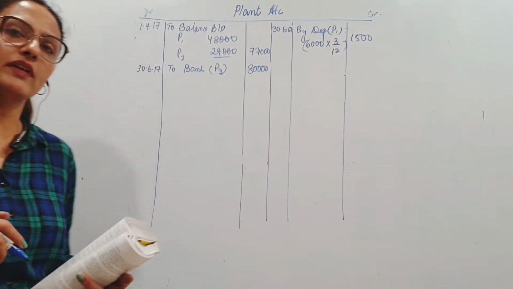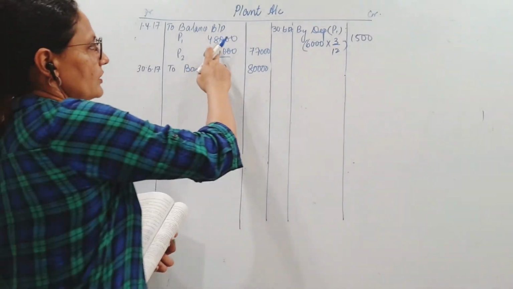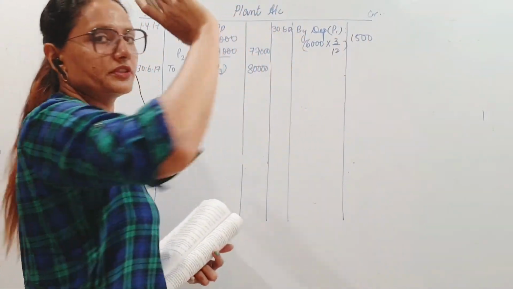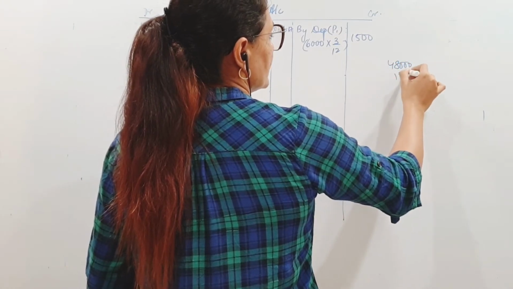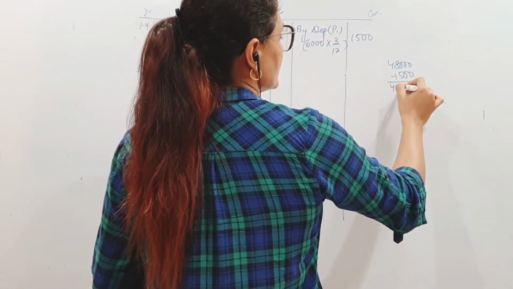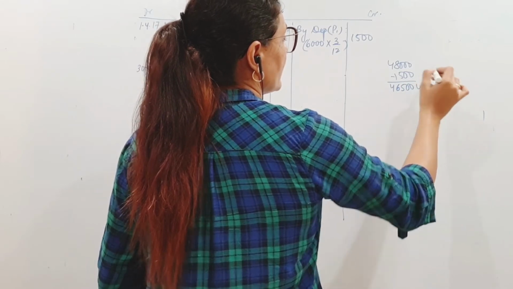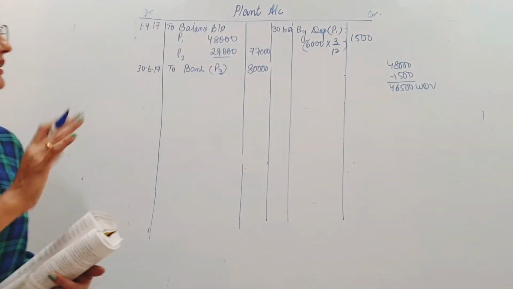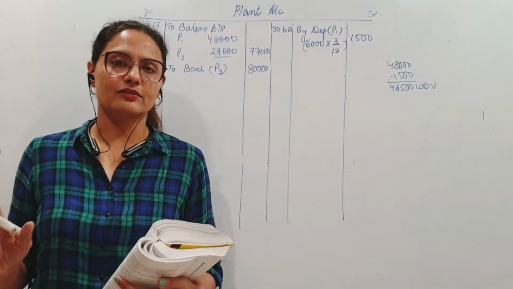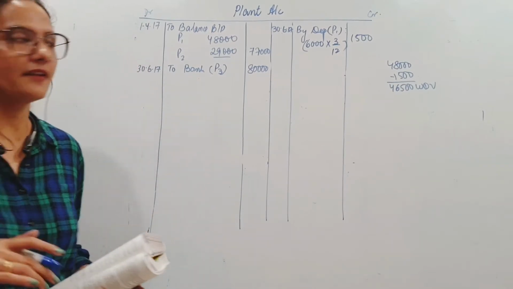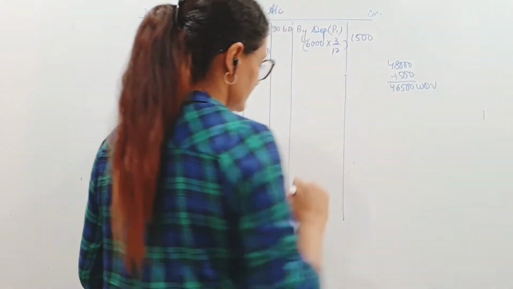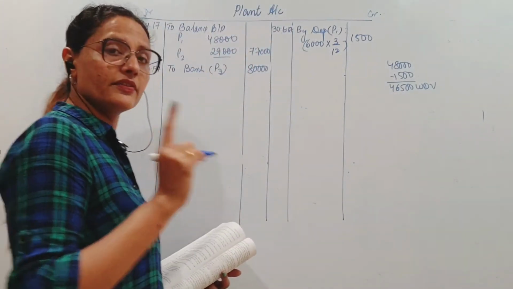So what is the written down value? Very easy to find. The written down value here is 48,000, and I have depreciated further. So how much? 48,000 minus 1,500. 46,500 is the written down value on the date of sale. So you see, you do not have to do any other calculation. You simply get the figures from here itself. So 46,500 is the written down value. I am selling it for 36,000.